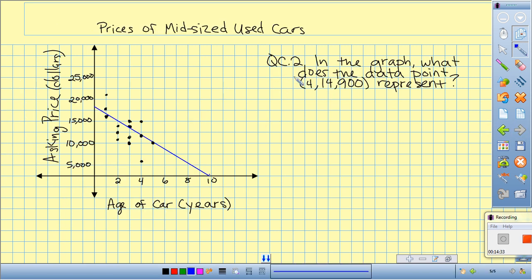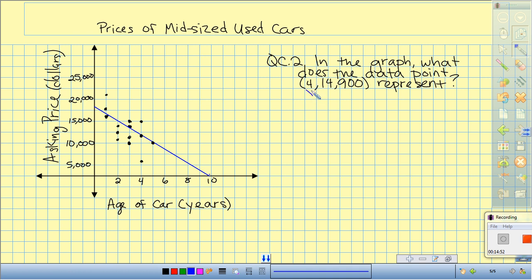Let's look at quick check 2. It says, in the graph, what does the data point 14,900 represent? 14,900. So I guess that's this one. It's right below 15,000, although it looks like it's on it, but it's right below it. So what does that represent?